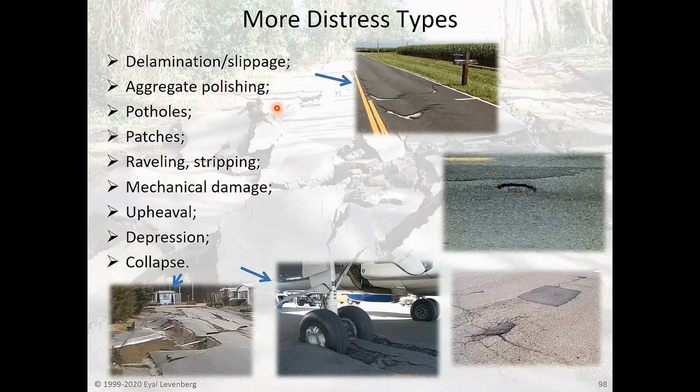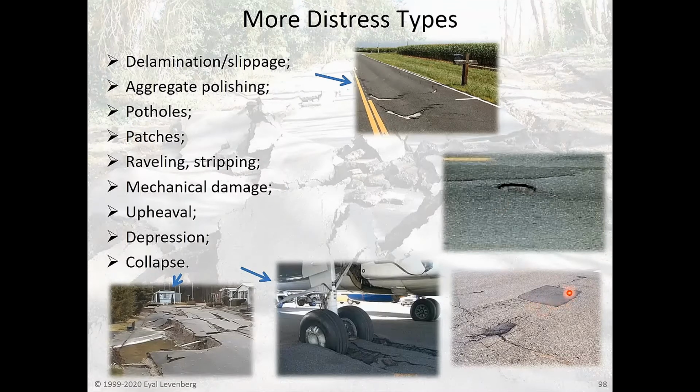Aggregate polishing is the case where many years of usage polish the surface aggregates, and they make the skid resistance unsafe. Potholes, this is something that is very common, where a piece of the asphalt concrete dislodged and was washed away or broken away.